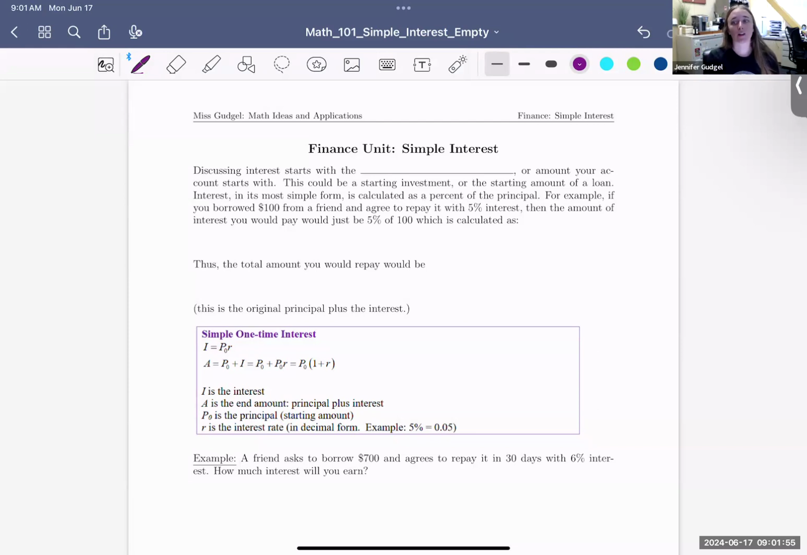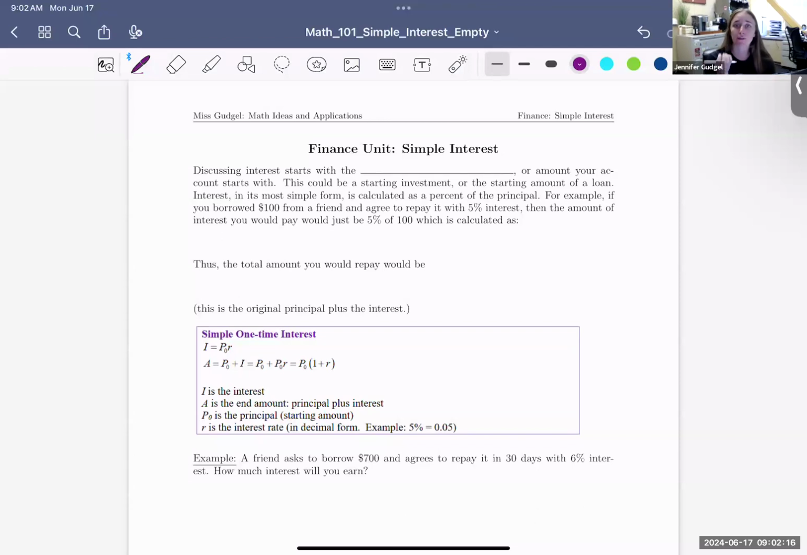And then a final amount, either the amount of the loan that you actually have to pay, or the amount that's in your account after a certain number of years. All right, these are all the pieces that we're going to be discussing and solving for throughout this module. So here at the very beginning, we are going to start with the discussion of interest.